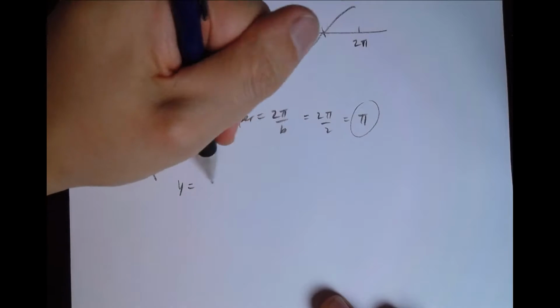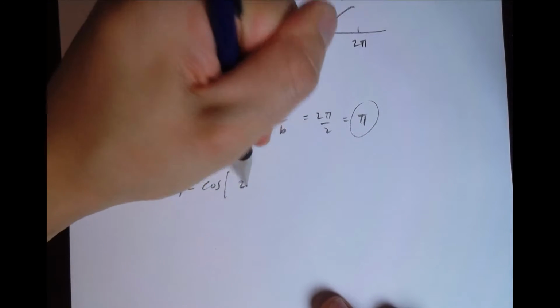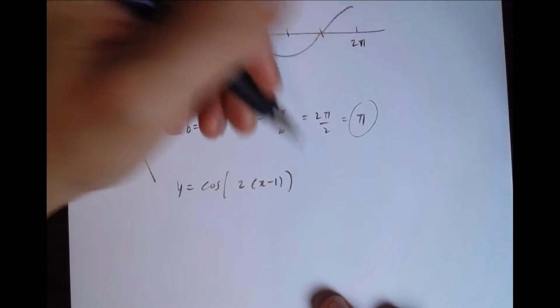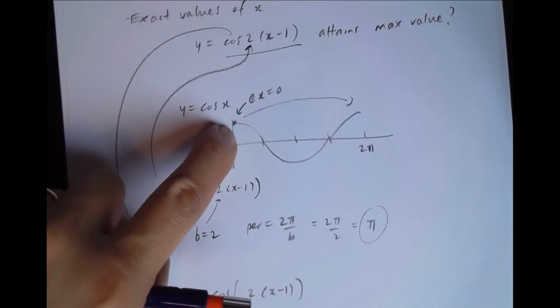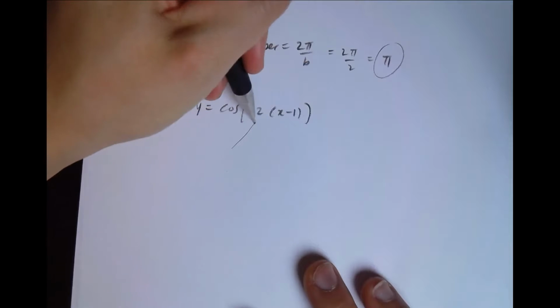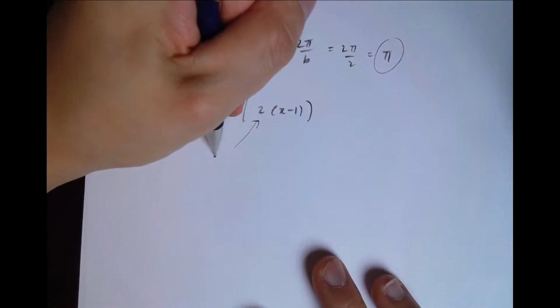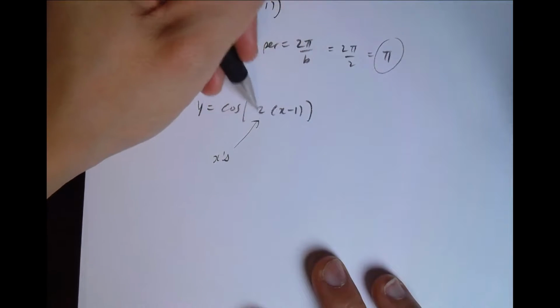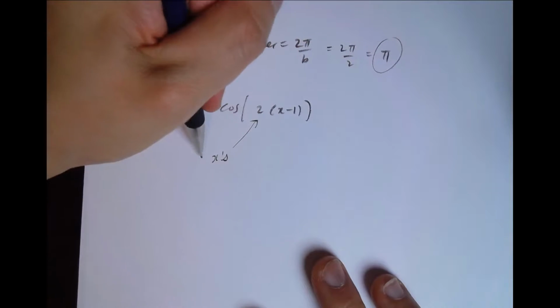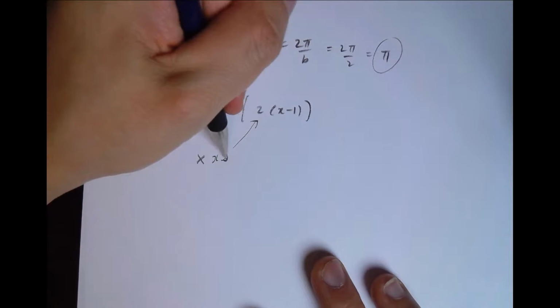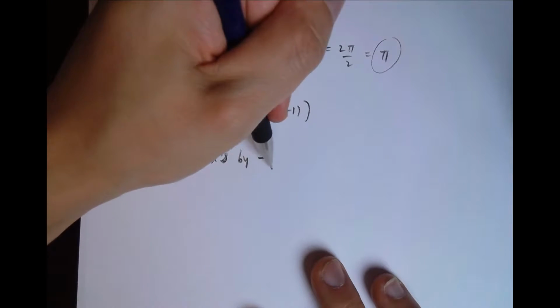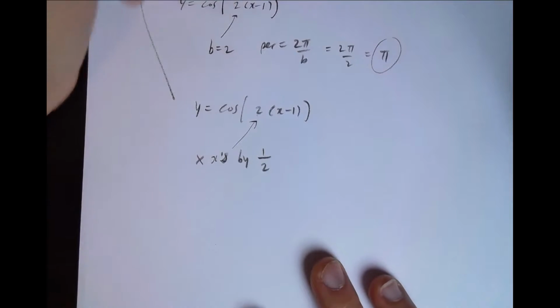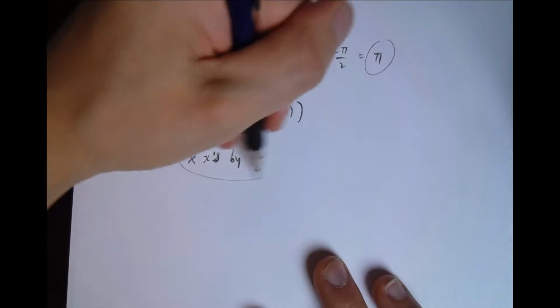So I'm going to recopy here. y equals cosine of 2x minus 1. We know the max starts off at 0. But here, in terms of transformations, this is the b value. The meaning of this b value is that we're going to multiply all the x's by not 2, but 1 over 2, the reciprocal. So this is what we do first.